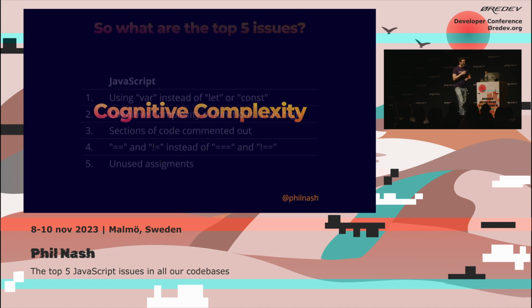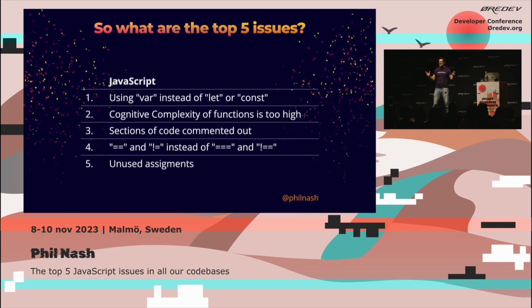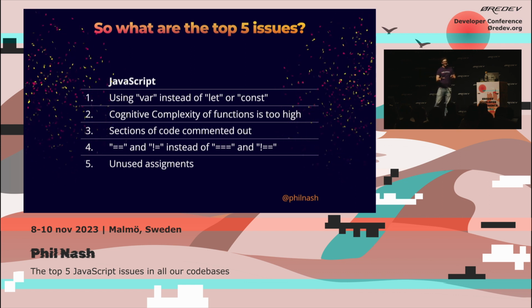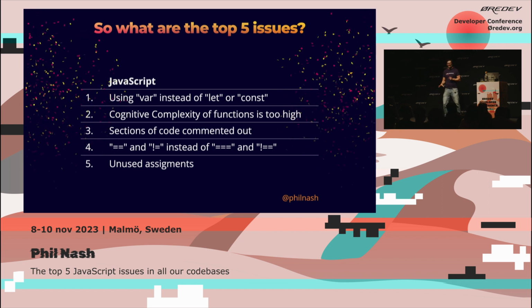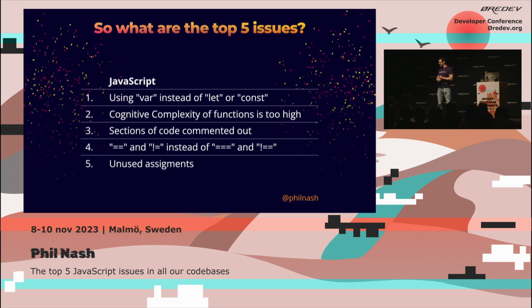And so those are the top 5 issues in JavaScript. Mostly easy things to deal with. Aside from, I think, this cognitive complexity, I think there's a lot more to deal with in terms of refactoring those things. And I intend to write about that more as we go on for next year.